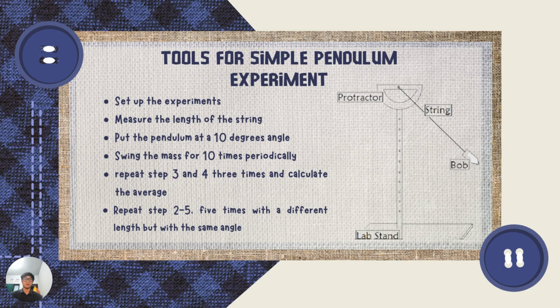Then we put the pendulum at a 10-degree angle. We swing the pendulum for 10 oscillations and note with a stopwatch how long it takes to complete its movement. Then we repeat steps 3 and 4 three times and calculate the average period and the time it takes to complete the movement. Then we repeat steps 2 to 5 with a different string length but the same 10-degree angle.